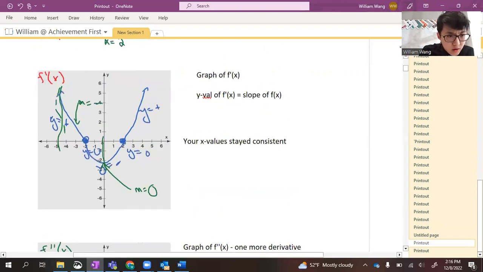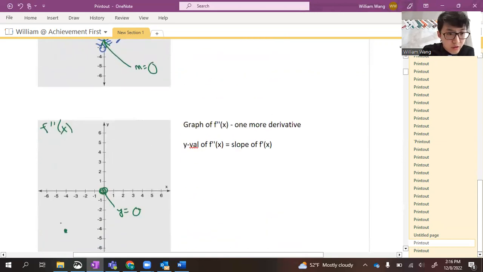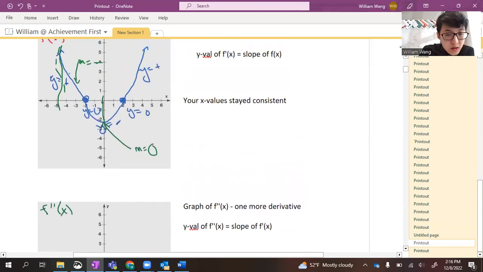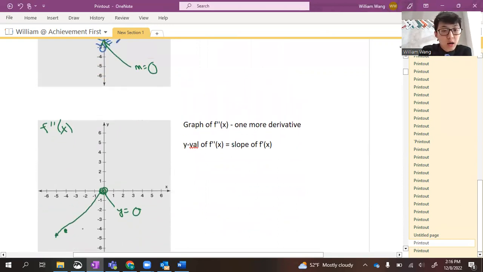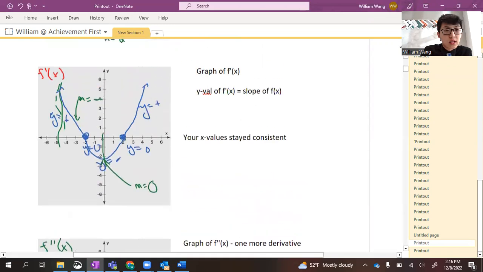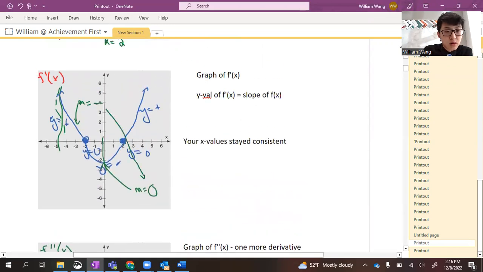Also, this section of the graph starts at -5. So remember, my x values stay consistent. I start at -5, and my slope is negative, but it slowly goes to 0. I'm reflecting this again in my y values. So my y values are negative, but they slowly go to 0, just like how my slope here was negative, but slowly goes to 0.